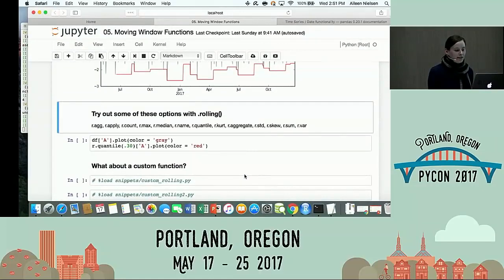Okay, so let's try out a couple of others. Just play around on your own with rag, rapply, rcount, r.max. See if you find anything interesting. Just take a minute.